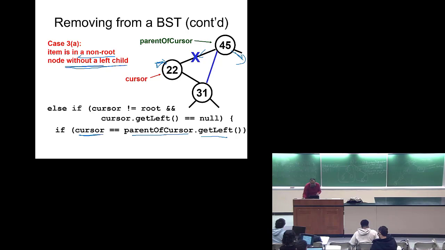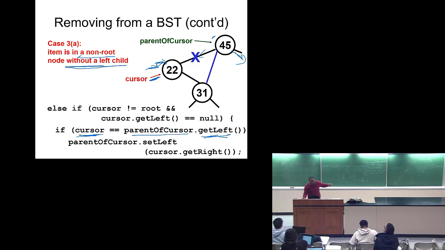get left, right? If this cursor, which is the reference, is in fact equal to parent of cursor dot get left. See, how do you check whether we are the left child or the right child? Just compare these two references. If cursor is equal to parent of cursor dot get left, then that means we are on the left hand side. So in that case, you will say parent of cursor dot set left is cursor dot get right. This is cursor dot get right, that was the reference which you want to assign to the left field of 45. Clear?